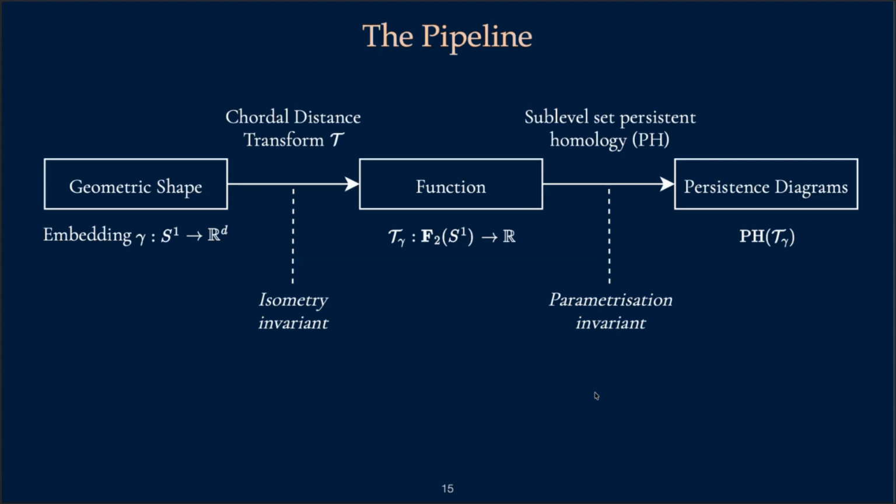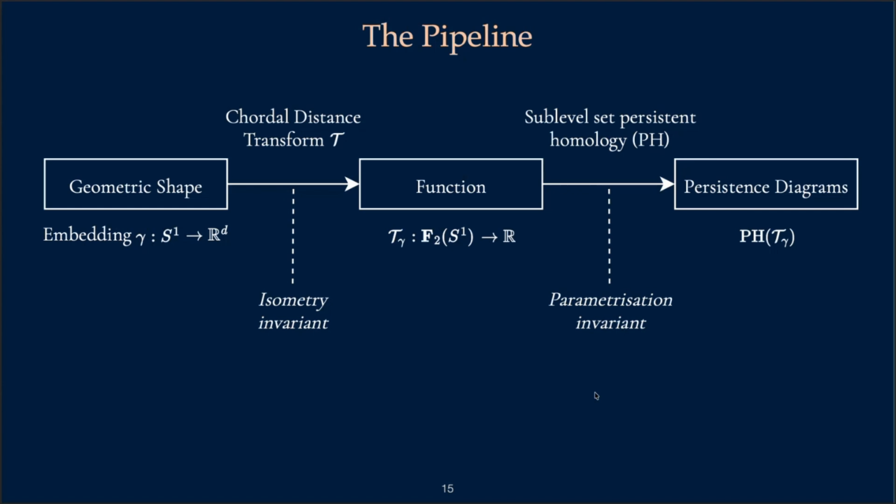So the geometric shape is represented by an embedding of a circle into a Euclidean space. This chordal distance transform is going to turn it into a function on, yes, the Möbius band. So that's where the Möbius band comes in. So we're going to turn it into a function on the Möbius band. This step removes the external symmetry that we want to get rid of. So this step removes the dependency of the representation on the rotations.